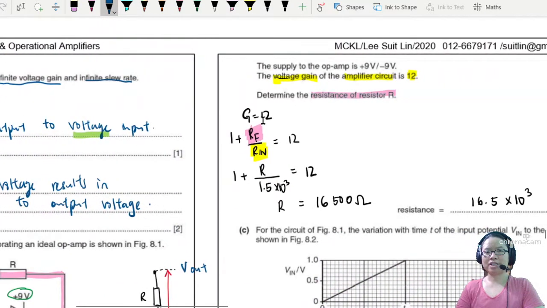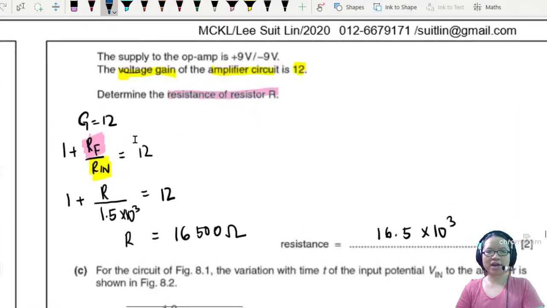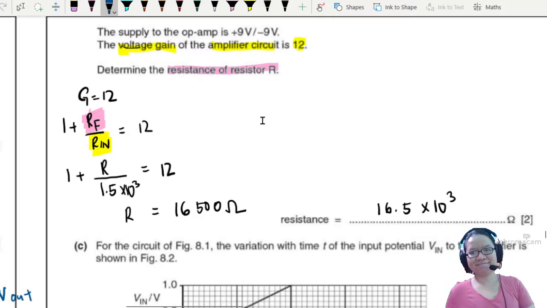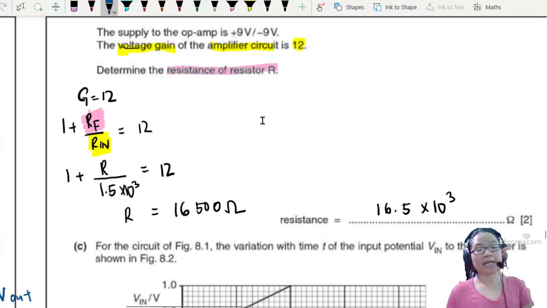There. Gain is 1 plus RF over R in. That will be the gain. All right, so what is important here is either you memorize the equation, but they can ask you to prove the equation at any time. So the skill has to be at hand. Memorizing this will allow you to save some time.